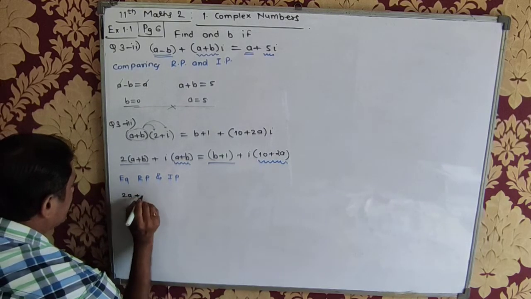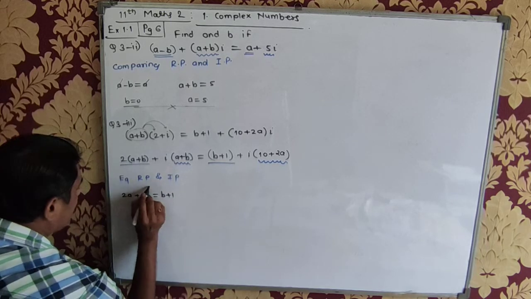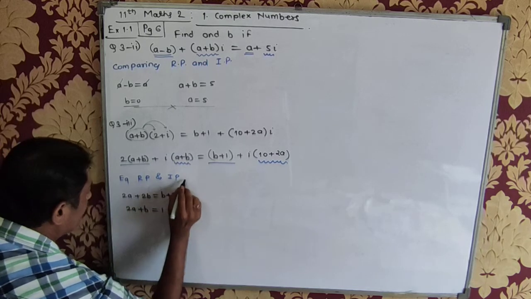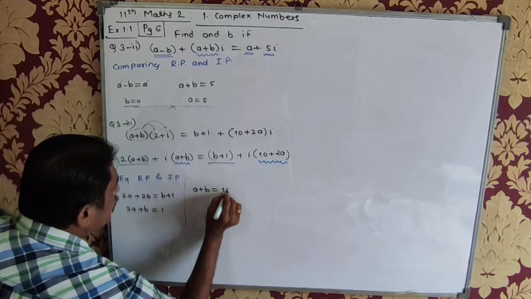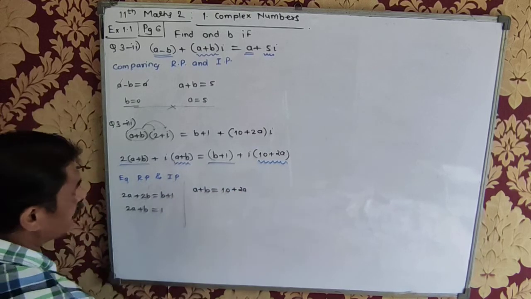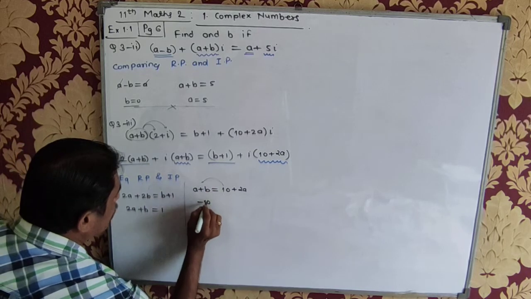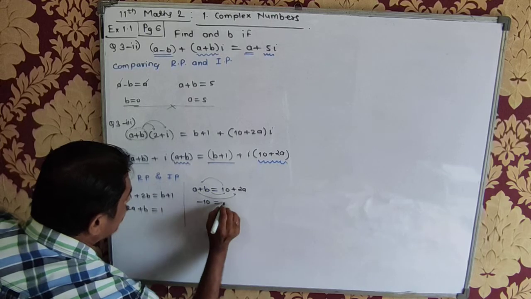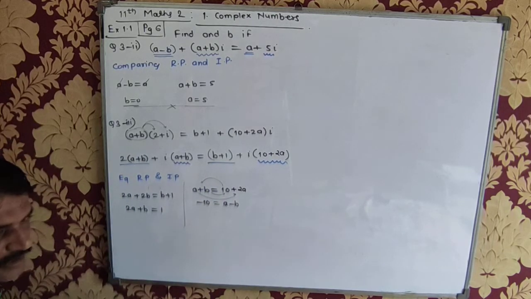2A plus 2B is equal to B plus 1. Right? Yes. Transfer. 2A plus B is equal to 1. Okay. A plus B is equal to 10 plus 2A. So what will this become? You transfer 10 here, minus 10. A here and B here. 2A minus A is A and minus B. So A minus B is equal to minus 10.